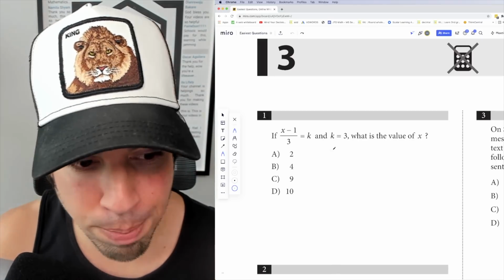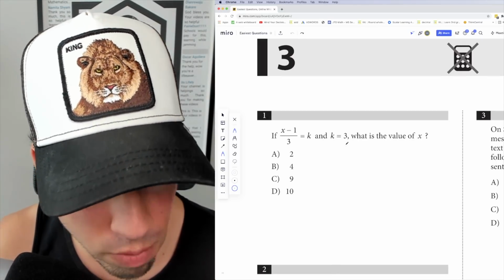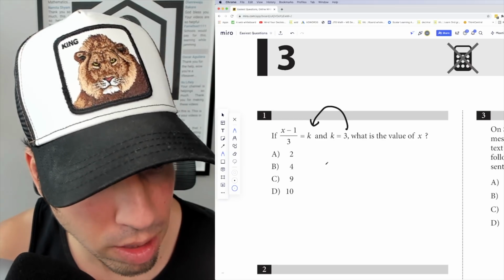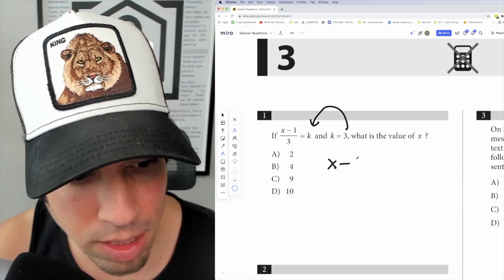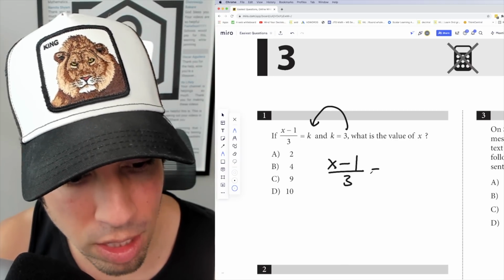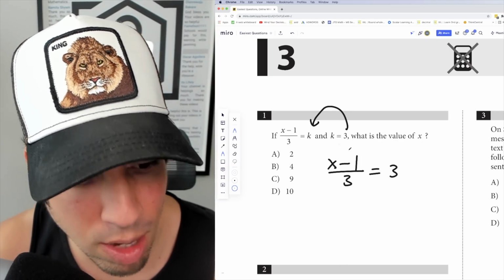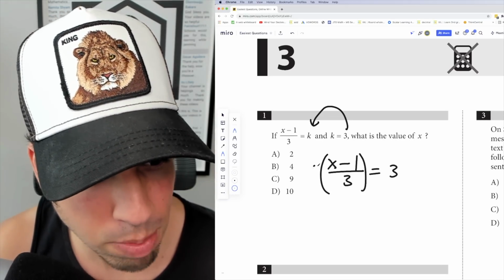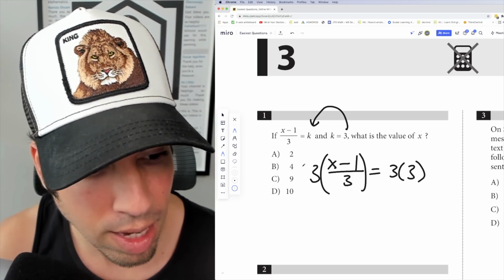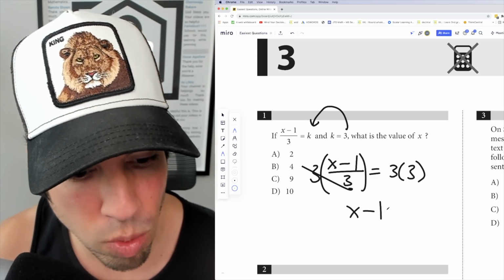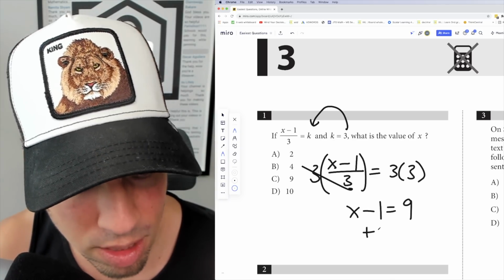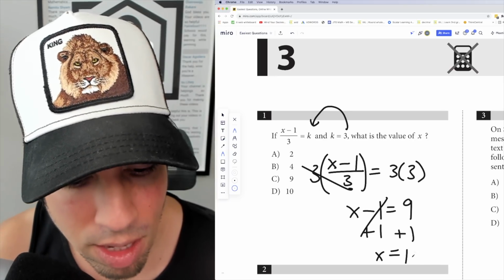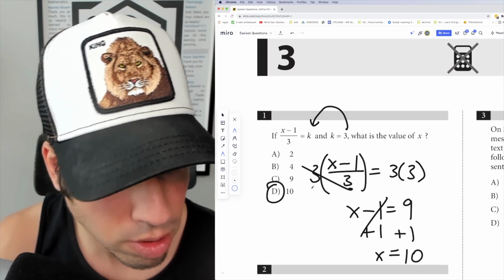Okay, so this is a nice plug and chug situation where we're just trying to solve for x and they give us a value for k. So what we're going to do is plug in, and we get x minus 1 over 3 equals 3. You see I'm just replacing the k with 3, and then we're going to use variable isolation to solve. So I'm going to multiply both sides by 3. That cancels out, and I get x minus 1 equals 9. Last but not least, we're going to add 1 to both sides, and x equals 10. Nothing fancy, nothing crazy, just good old algebra.